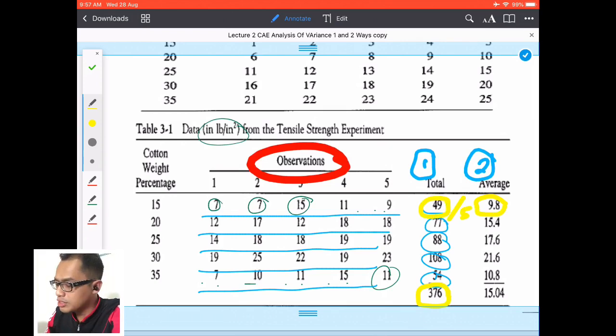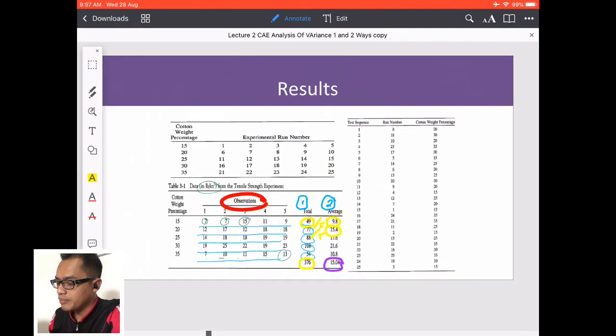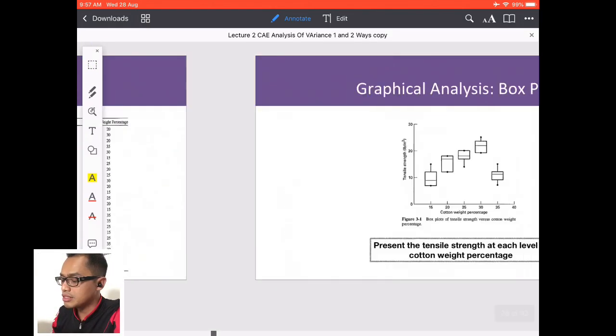Why? 5 repetitions. 15.4 is 77 divided by 5, and so on and so forth. And finally, you will see that this 15.04 is the summation of all the averages. You will see why we take this data, yeah? Why it is important to take this data. So I'm going to leave this be for your reference.